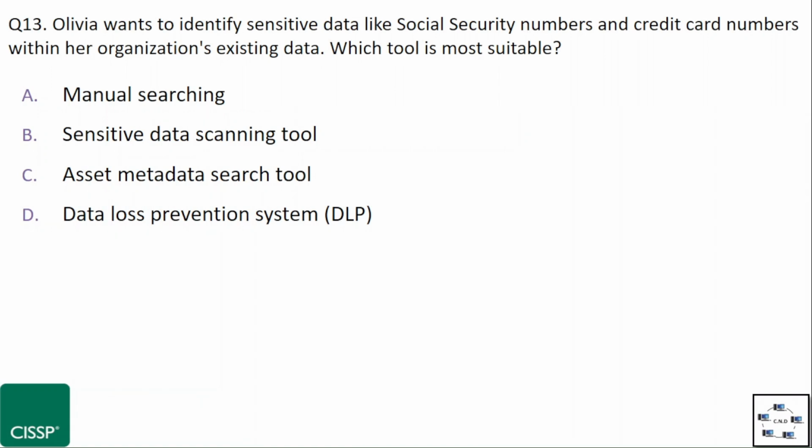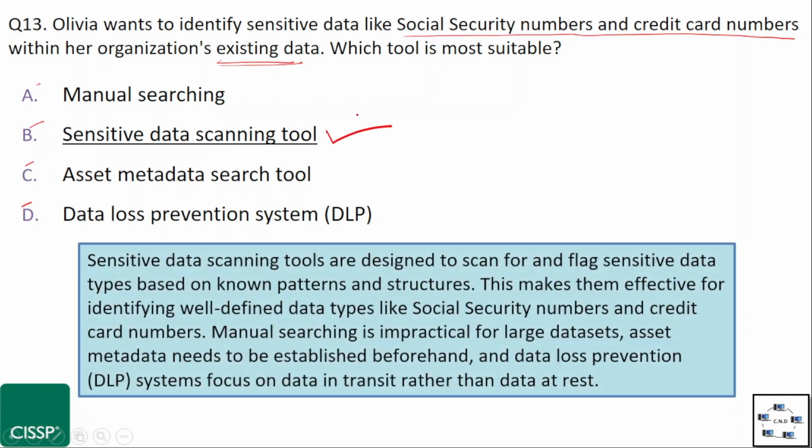Question number 13. Olivia wants to identify sensitive data like social security numbers and credit card numbers within her organization's existing data. Which tool is most suitable? And the options are option A, manual searching, option B, sensitive data scanning tool, option C, asset metadata search tool, and option D, data loss prevention tool, DLP. And the correct option is sensitive data scanning tool.